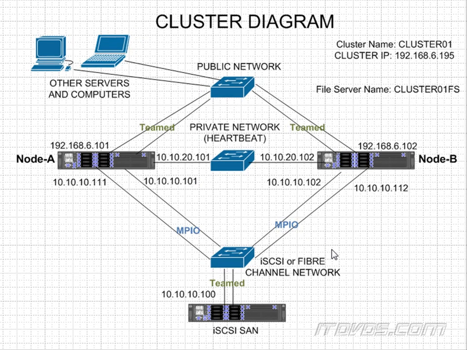So this is a cluster we're actually going to build, and we're going to use teaming and multipath I/O to eliminate even more of those single points of failure. So our iSCSI SAN doesn't have a single network connection. We're going to use teaming. We're going to use multipath I/O to create some redundancy in our connections to our SAN.